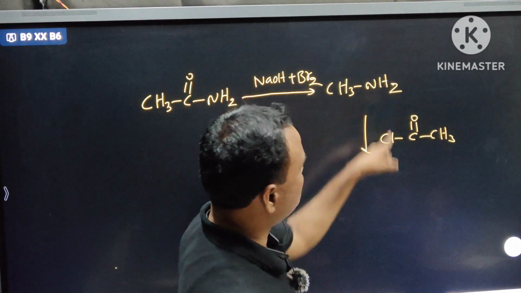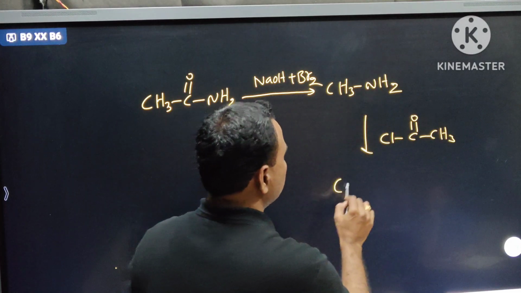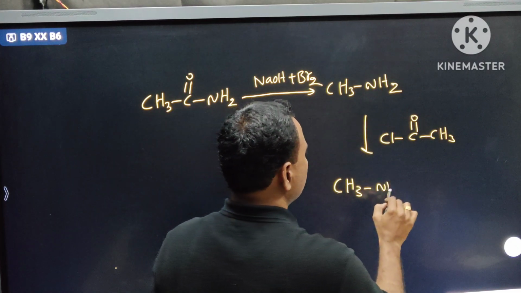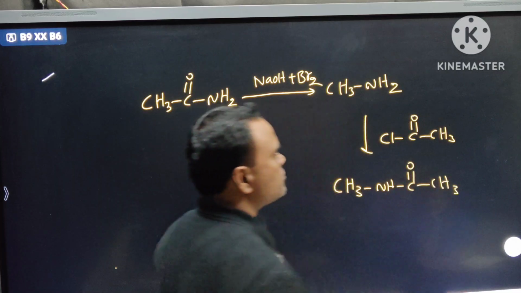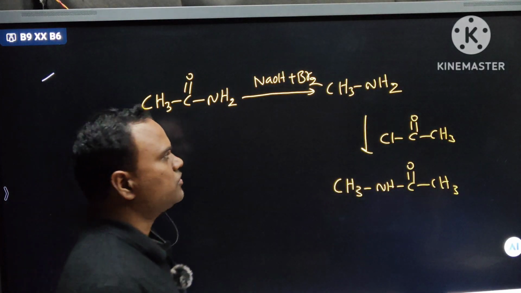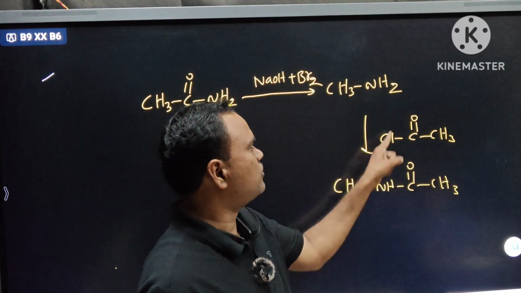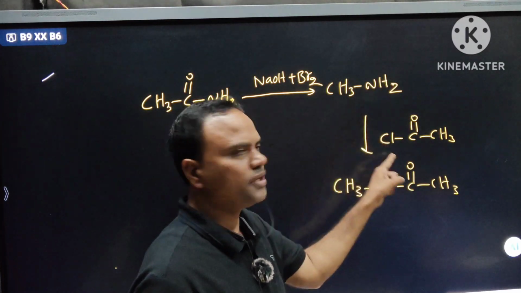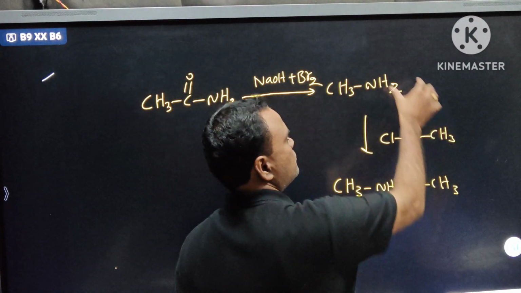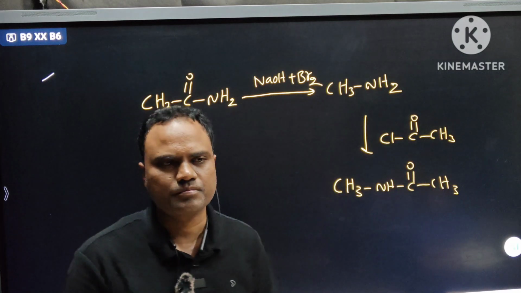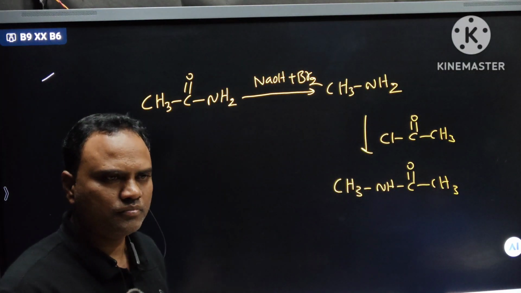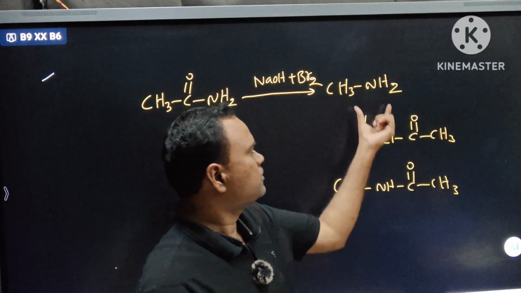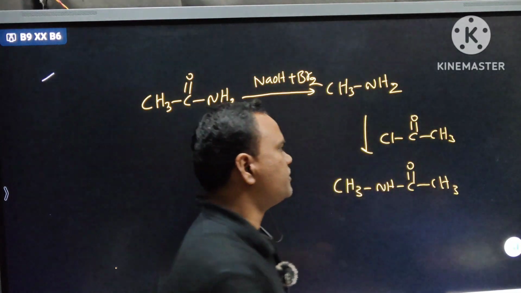H and Cl both are eliminated here. So CH3 NH C double bond O CH3. Conversion type. What is the mechanism? This chlorine and hydrogen both are eliminated. This Cl will join to nitrogen. Got it? This is acetylation only, in the presence of pyridine solvent.